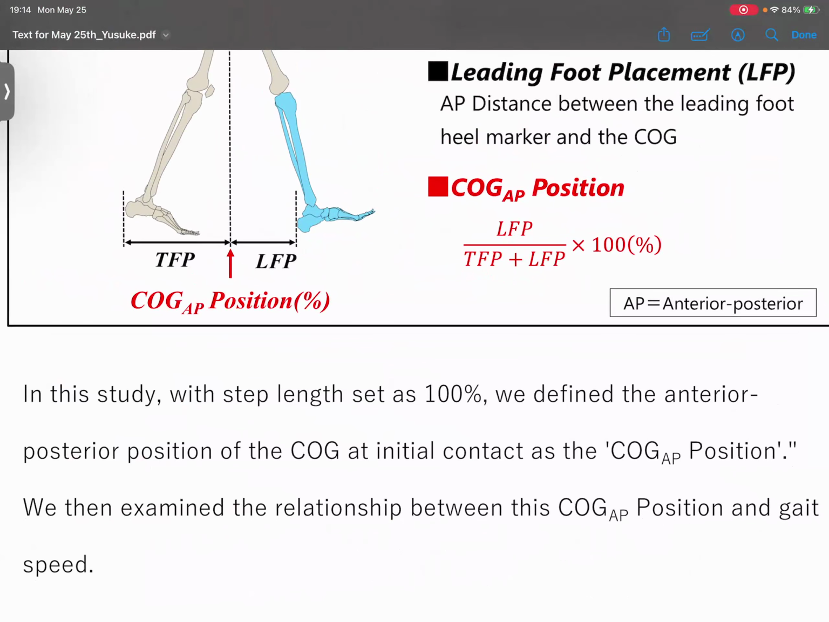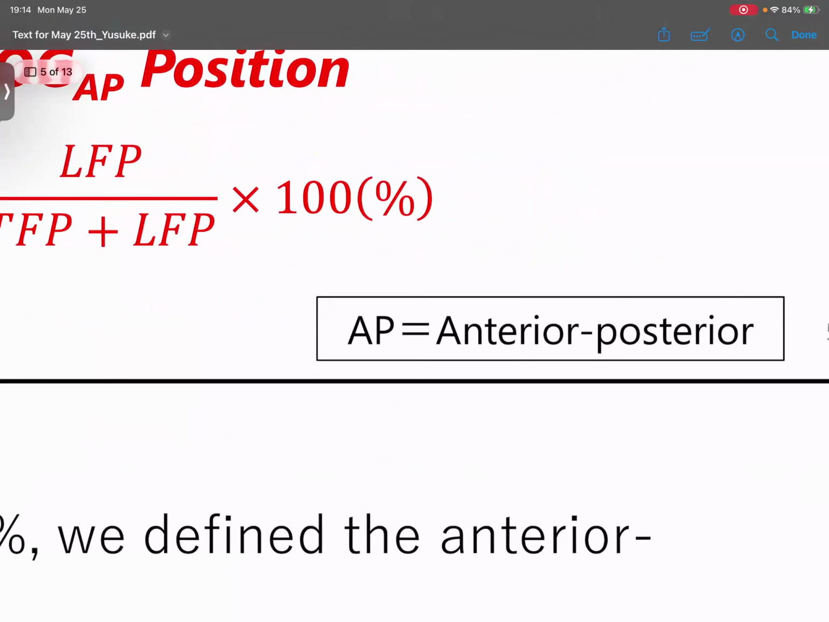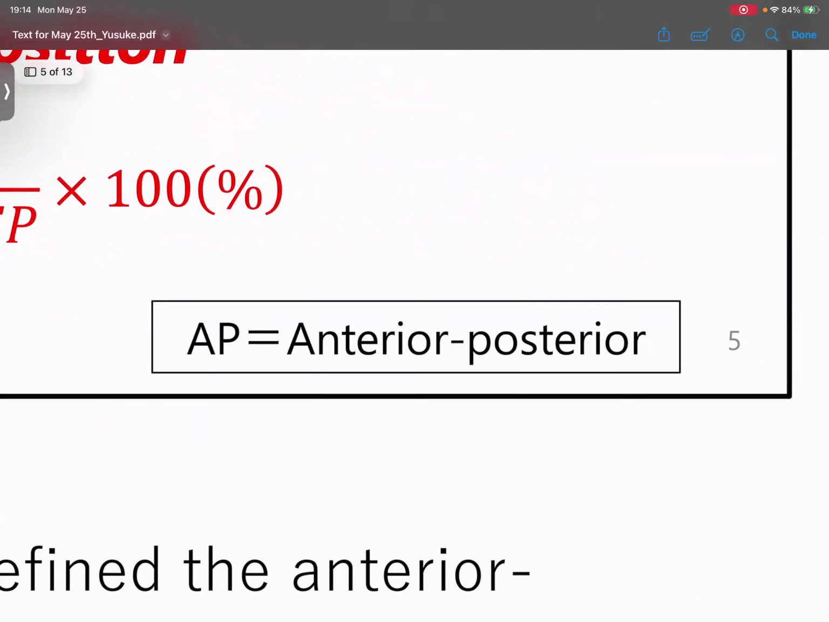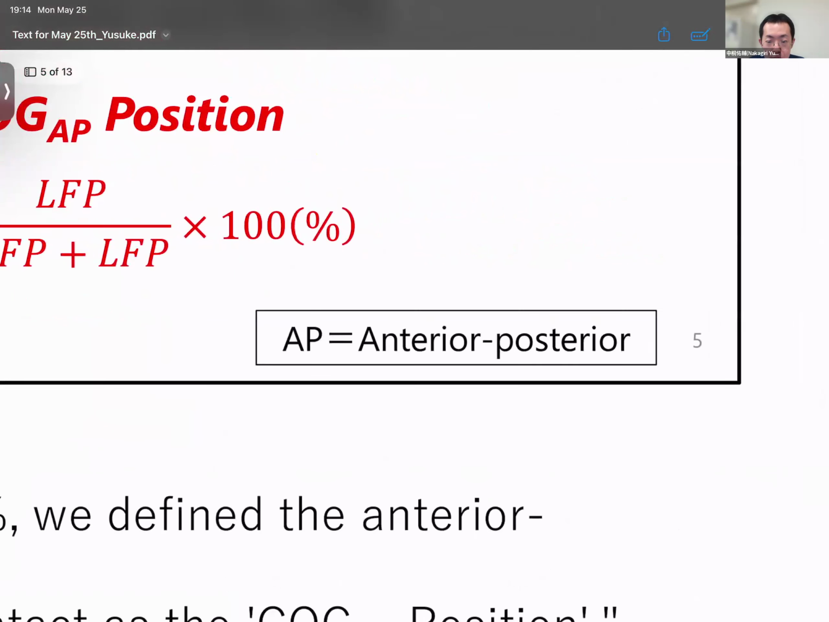We then examined the relationship between the COG sub-AP position and gait speed. AP. You might as well capitalize that P there, anterior-posterior, make it a big P. Okay.